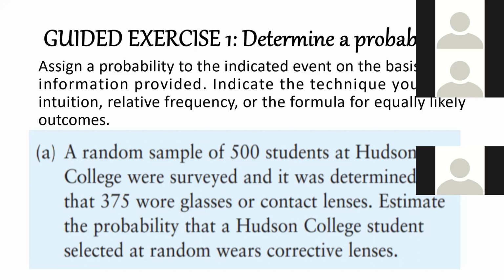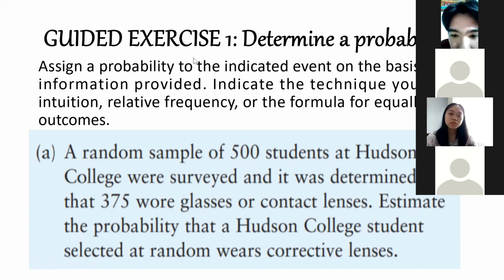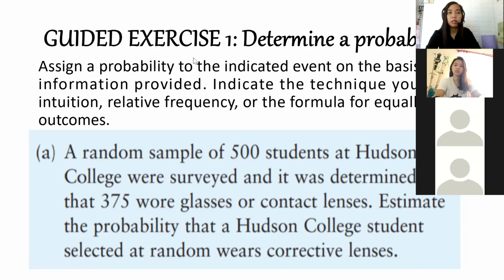A random sample of 500 students at Wisconsin College were surveyed, and it was determined that 375 wear glasses or contact lenses. Estimate the probability that a Wisconsin College student selected at random wears corrective lenses. So what do you think? What technique are we going to use in this problem? Is it based on intuition or relative frequency, or based on using the formula for equally likely outcomes?